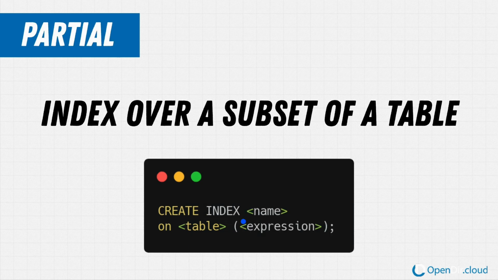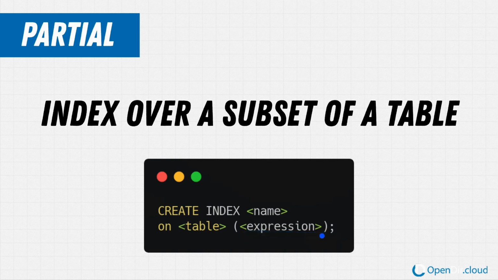Next up, the partial index, an index over a subset of a table. So this one is interesting. When you create an index, you can create an index with a specific name on a table, and you can give it a specific expression.